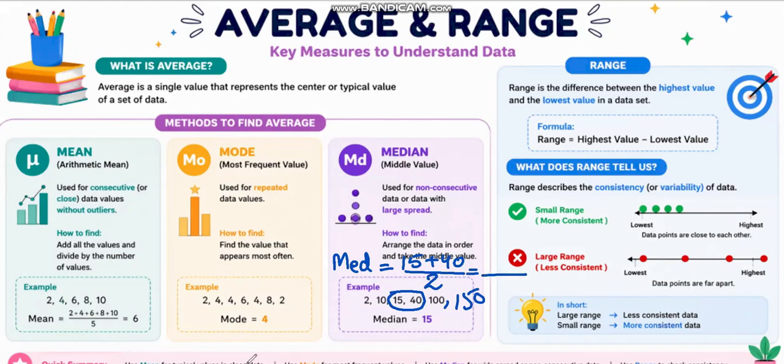We will also discuss the range. Range is a bit different from the average, but range tells us about the consistency of the data. It is the difference of the highest and the lowest value. When there is a small range, the data will be considered more consistent, while on the other hand, if there is a large range, the data will be considered less consistent.